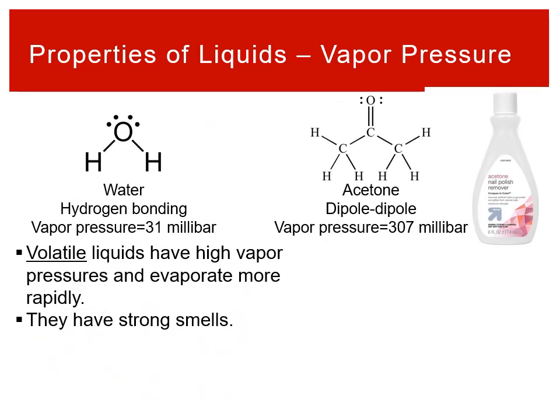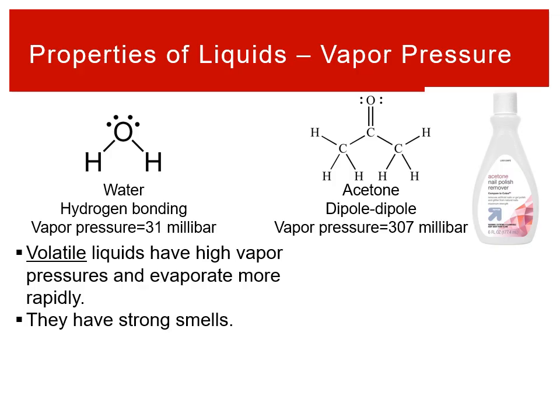So vapor pressure is one of the more common actual properties we think about. Water, we know, has hydrogen bonding. So the vapor pressure of water is 31 millibar. That's really low. Normal pressure is about 1,000 millibar, about 1 bar. Acetone, which is nail polish remover, only has dipole-dipole interactions, and its vapor pressure is 307 millibar. So much, much higher vapor pressure, about 10 times larger.